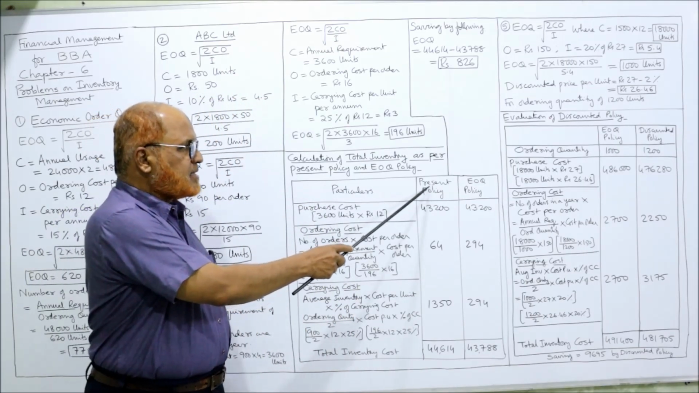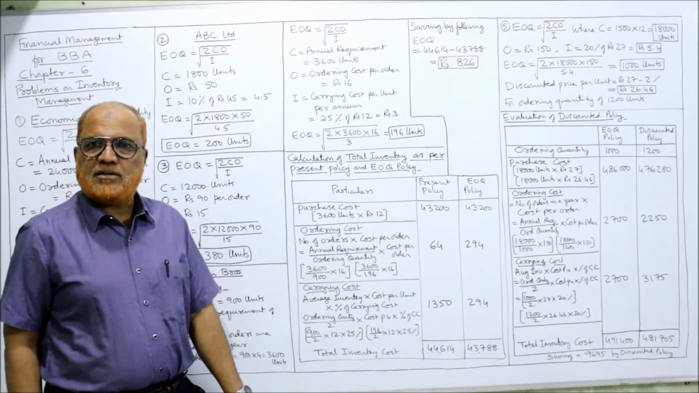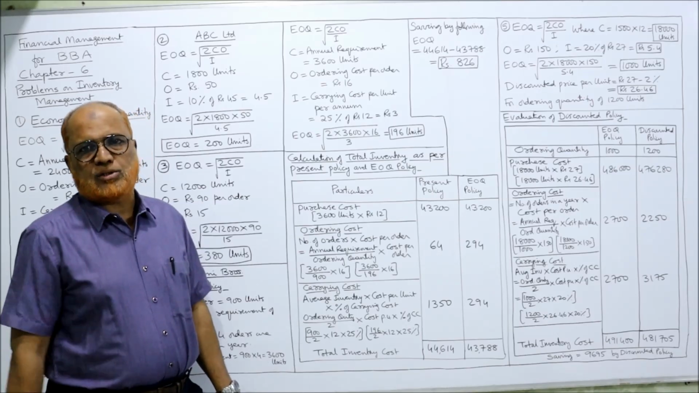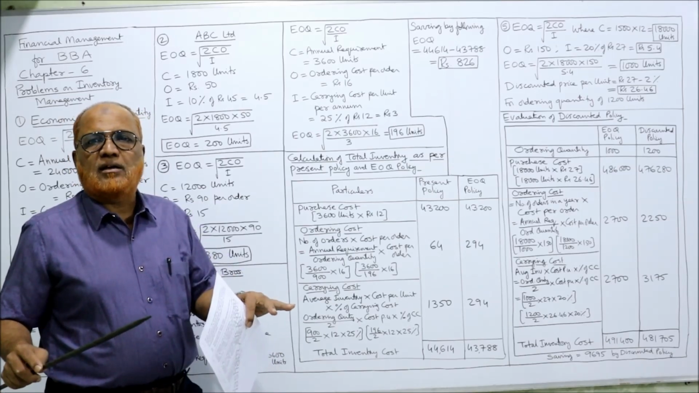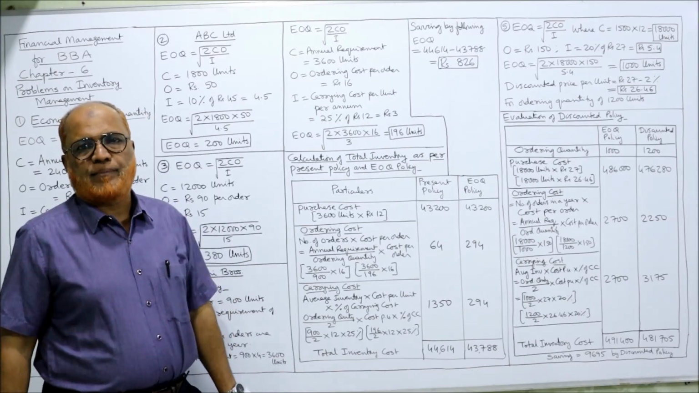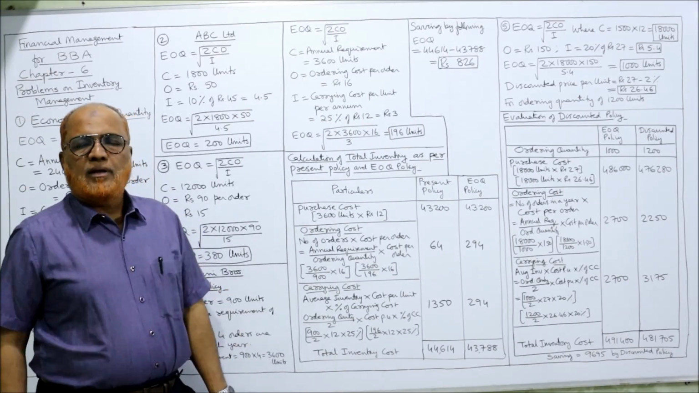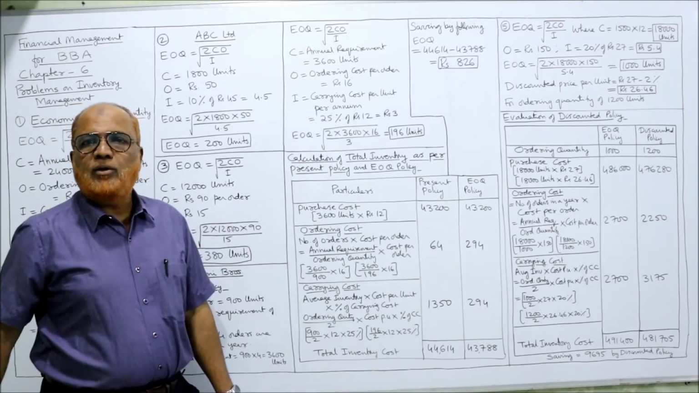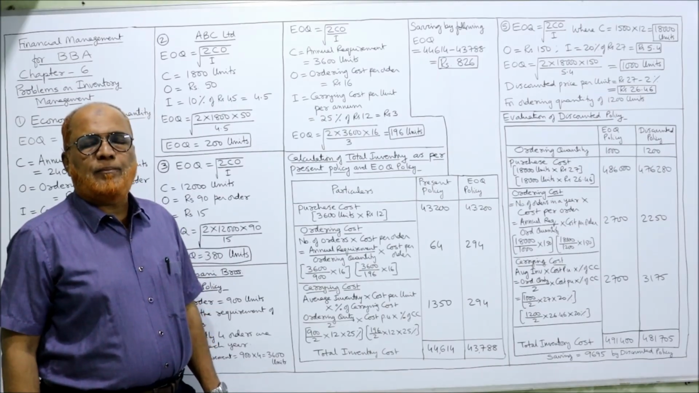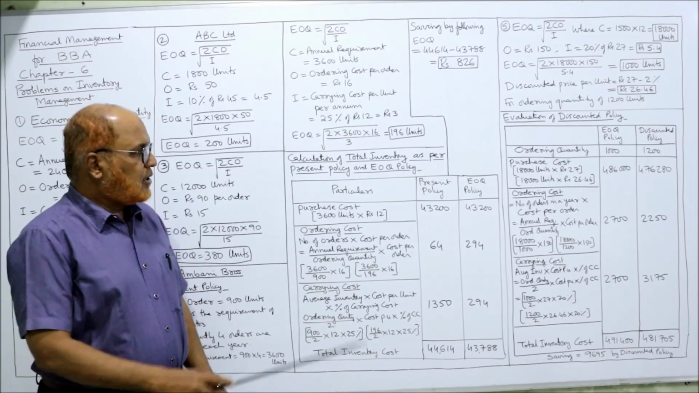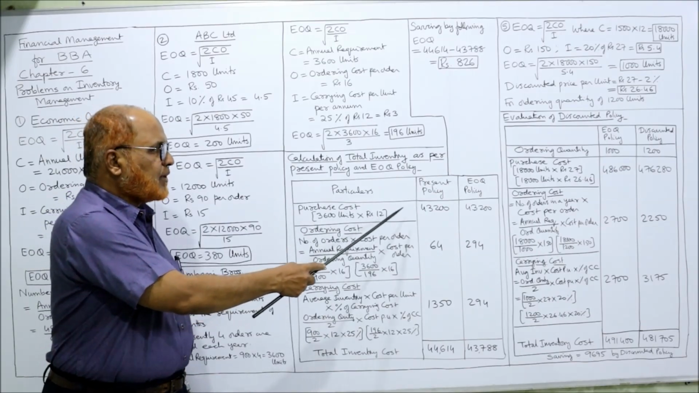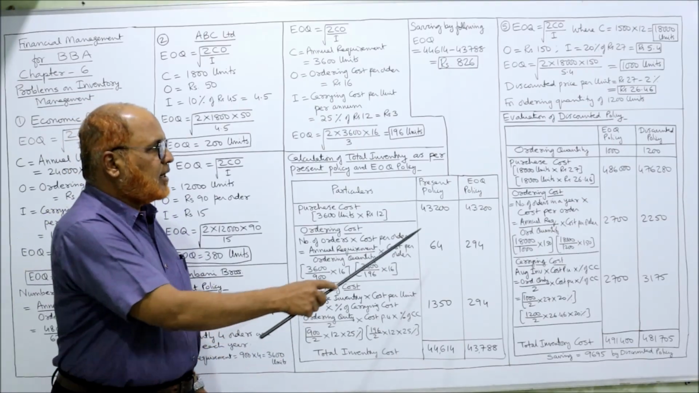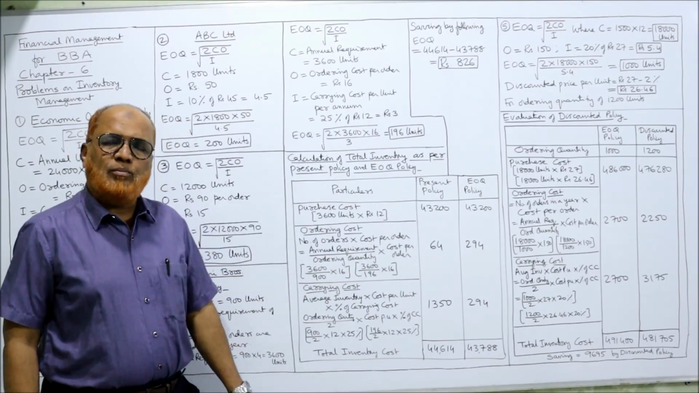So here 2 columns: present policy column, EOQ policy column. There are 3 costs: purchase cost, ordering cost and carrying cost. The total of these 3 is the total inventory cost. Purchase cost: the purchase price per unit is 12 rupees. Here you can see, per unit 12 rupees. How many units do we need for 1 year? 3600. So 3600 into 12, 43,200 rupees. Rupees 43,200 is the purchase cost in both policies.